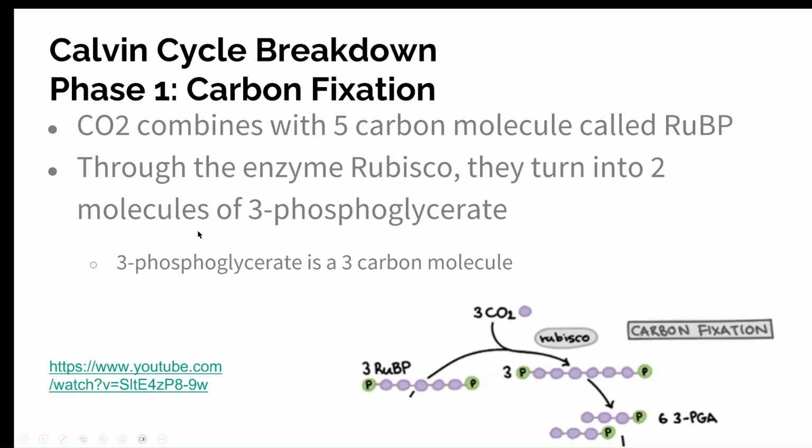And through this enzyme that we're going to talk about right now, this is called Rubisco. This is a very important enzyme in the Calvin cycle. It's basically the one that kickstarts this whole thing. Rubisco is one of the more important enzymes in biology that takes one of these RuBP molecules and combines it with one of these carbon dioxides. And carbon dioxide has 1 carbon. So now we have a 6 carbon molecule, 1, 2, 3, 4, 5, 6.